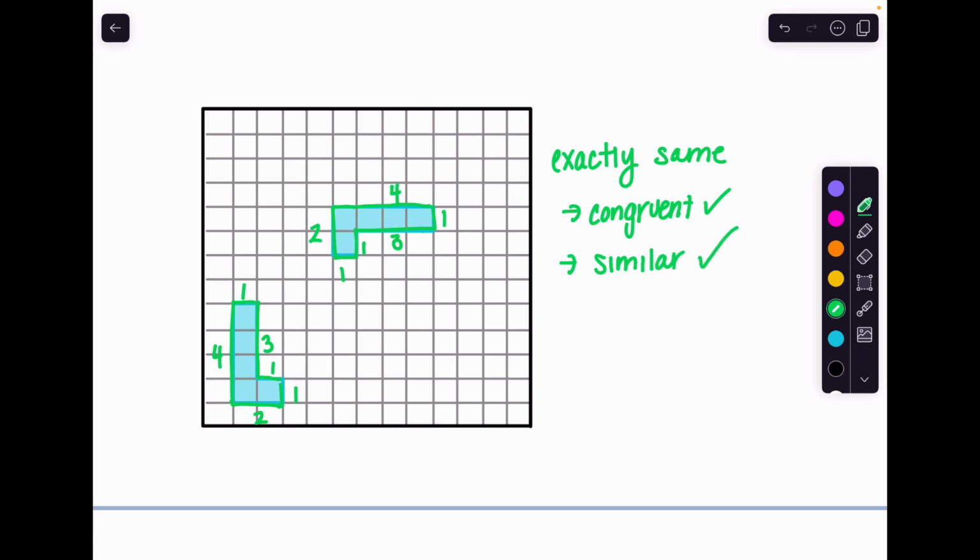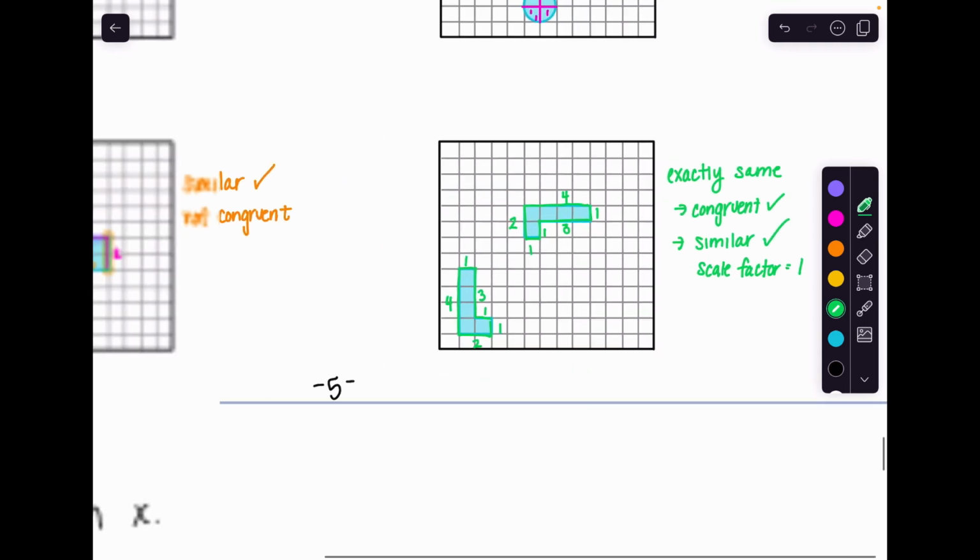So it's kind of like congruent is that special extra case because your scale factor is just 1. You've taken each side and multiplied it by 1 to get the other. So if they're congruent, they're automatically going to be similar to each other. Okay.